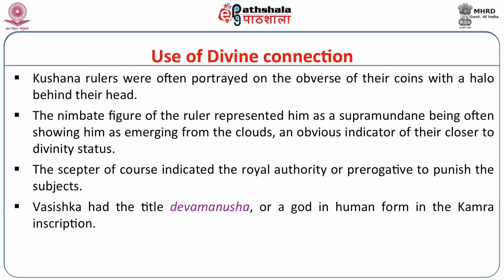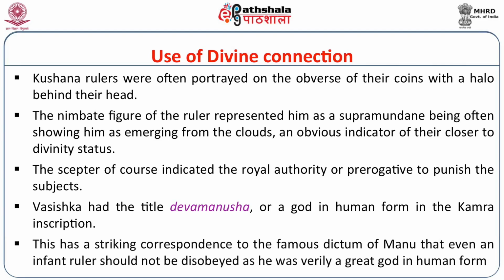We have the ruler called Vashishka, who uses the title Deva Manusha. So there is the title Devaputra, and again there is the title Deva Manusha, or a god in human form, in the Kamra inscription. This has a striking correspondence to the famous dictum of Manu that even an infant ruler should not be disobeyed, as he was verily a great god in human form.